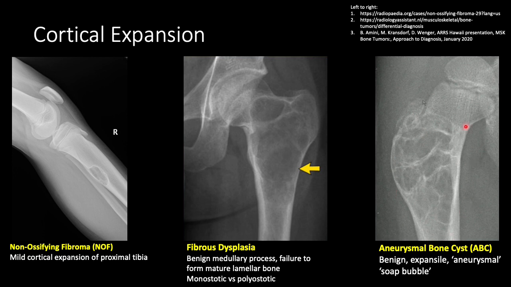Here's another expansile lesion in the proximal femur. You can tell this is a pediatric patient because the growth plate is not fused, and you can see the apophysis here at the greater trochanter. But this is an example of an aneurysmal bone cyst. It's sometimes said to have the soap bubble appearance, and it's clearly expanding, causing some cortical expansion here.